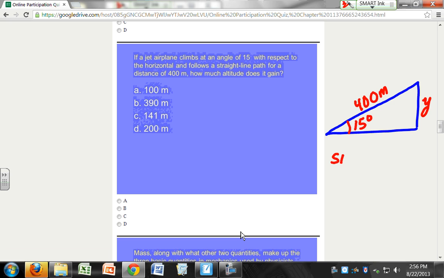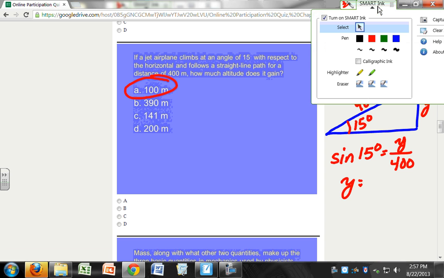I'm going to use the sine of the angle. That's really the only one that you can use here. Think about your trigonometric functions. The sine of 15, let's see, that's SOHCAHTOA, S-O-H. That's opposite over hypotenuse. That's y over 400. So y is equal to 400 times sine of 15, which is 104, but keeping proper sig figs should be just 100 meters. So that is A for that question.